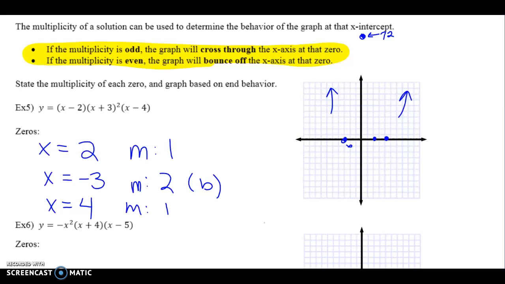So now we have all our information on the graph. We just have to fill in our curve. So we're going to start up high, bounce, go all the way up to 72, cross at 2, cross at 4, and connect with the up arrow.